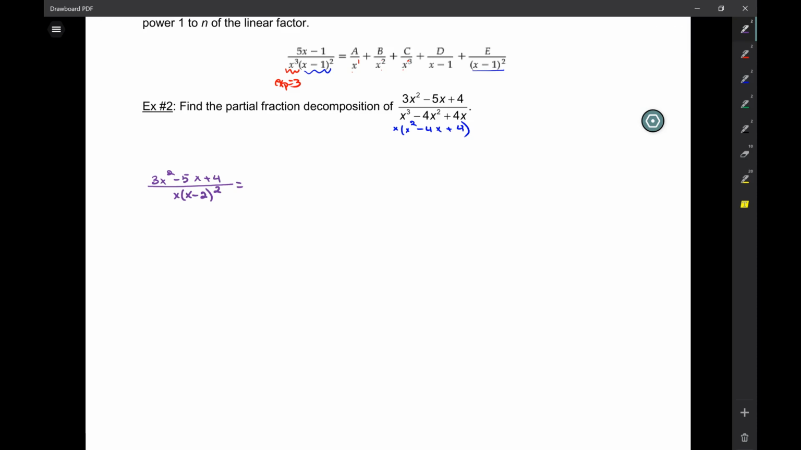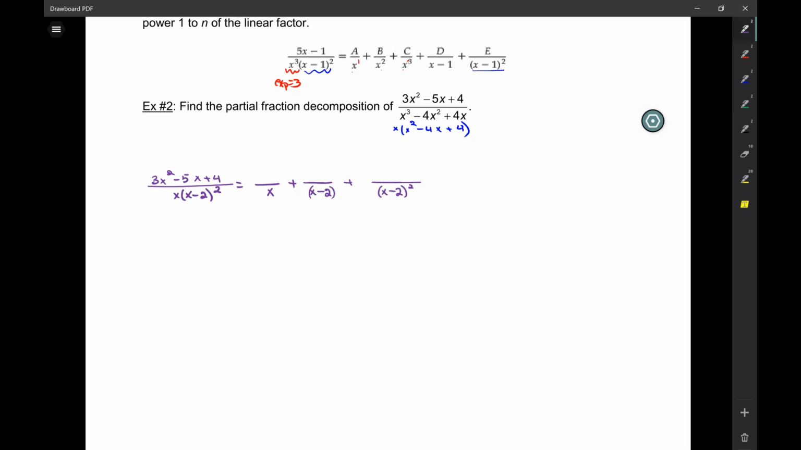All right, now take a look. Look at this x. It's got an exponent of 1. How many fractions do we give it? 1. Plus x minus 2. What's the exponent? 2. How many fractions does it get? 2. I have x minus 2 to the 1, x minus 2 to the 2. Okay?